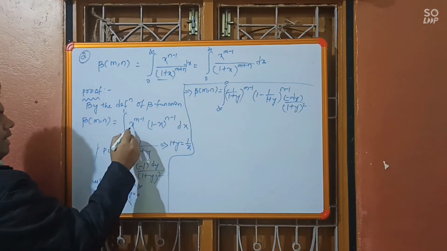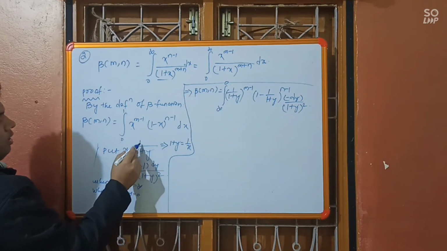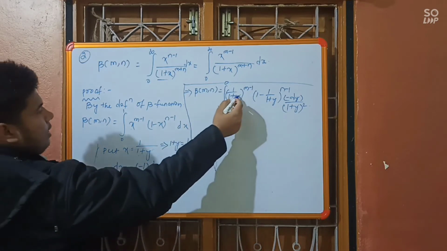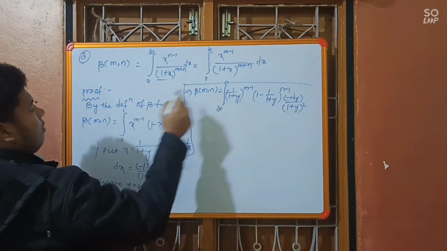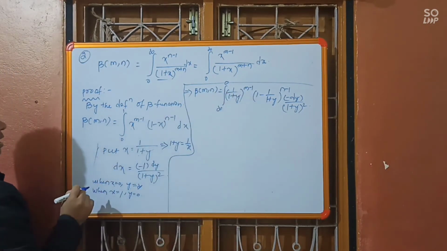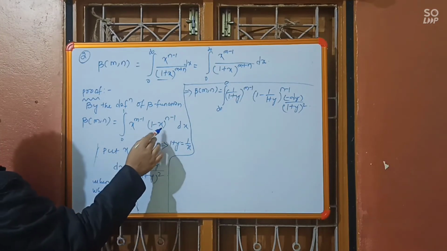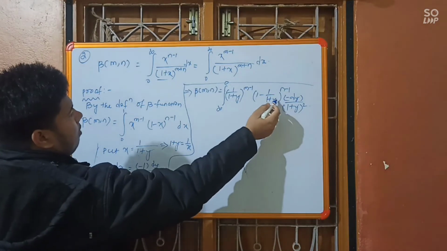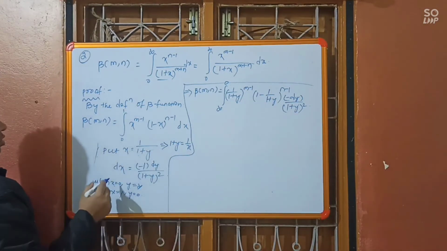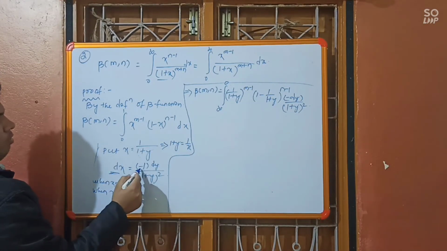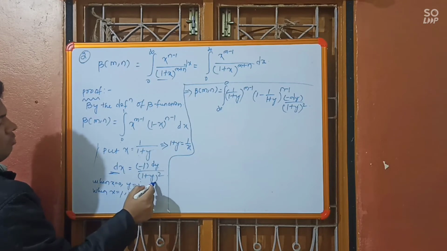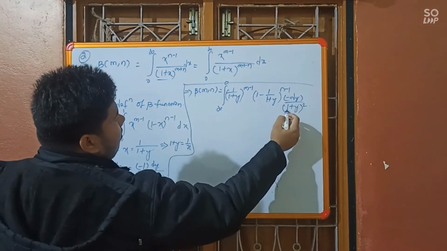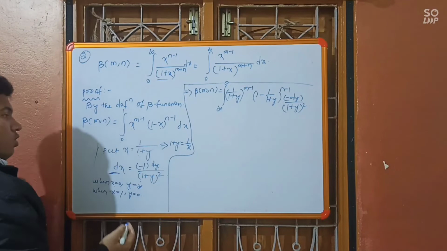and in the place of x we can put 1 by 1 plus y, that is (1 by 1 plus y) to the power m minus 1. So here also, in the place of x we can put 1 by 1 plus y, so (1 minus 1 by 1 plus y) to the power n minus 1. So in the place of dx also we can put minus dy by (1 plus y) whole square, so minus dy by (1 plus y) whole square.